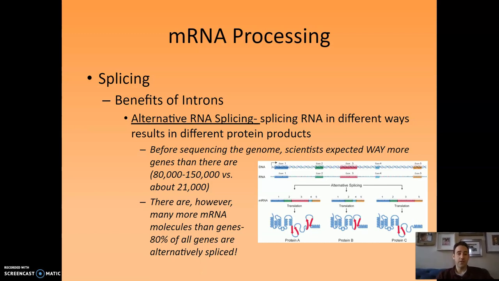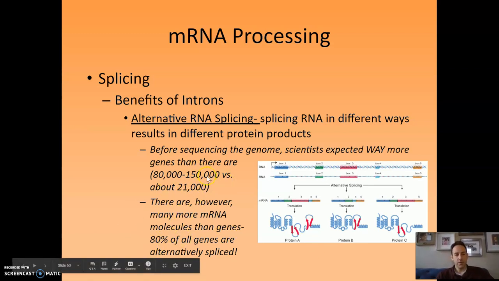So before actually sequencing the genome, scientists expected way more genes than there are. The estimates were between 80 to 150,000 genes. Once they sequenced the DNA, there was this big puzzle when they realized, wait, there's only about 21,000 genes. How is that possible? Well, the partial answer is that many more RNA molecules exist than do genes. So basically 80% of genes are alternatively spliced. So of these 21,000 genes, we get a lot of different types of messenger RNA and lots of different types of proteins. And so that kind of helps reconcile that difference between what we thought should happen and what actually happened, this alternate splicing.